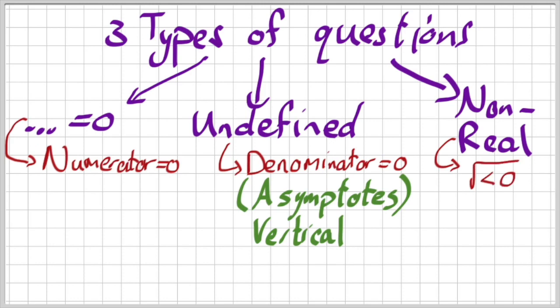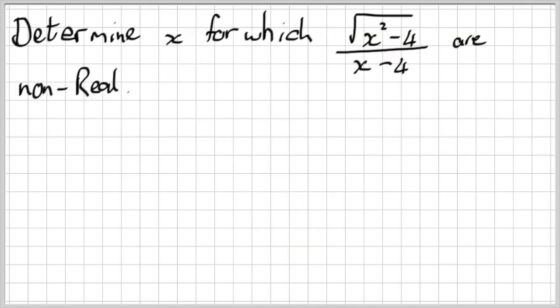Non-real is when I've got a negative under a square root. So these are my three basic types. So let's try and get this next one right, where we determine the value of x for which that expression is non-real.